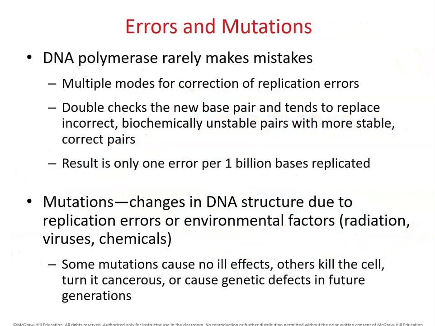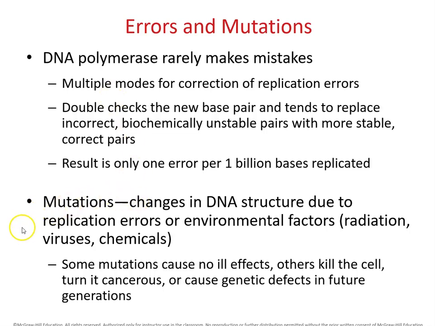This is a very precise process. For every 1 billion base pairs that are added, we typically only have one error, and this is because DNA polymerase has several spell-checking, for lack of a better word, features that double check and make sure mistakes aren't made, and when mistakes do get made, they're fixed immediately.